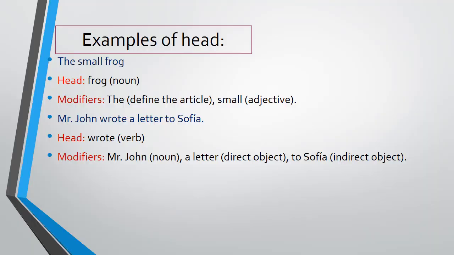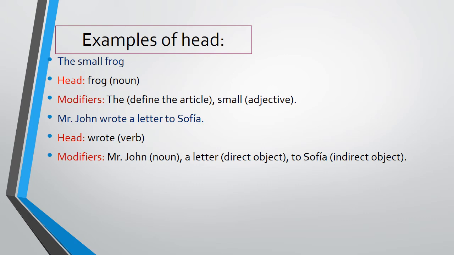Okay, it is important to give some examples so that people can better understand the meaning of each part. Okay, we have examples of head. In the sentence, the small frog, the head is frog, and frog is a noun. Modifiers: the defines the article, and small defines an adjective.